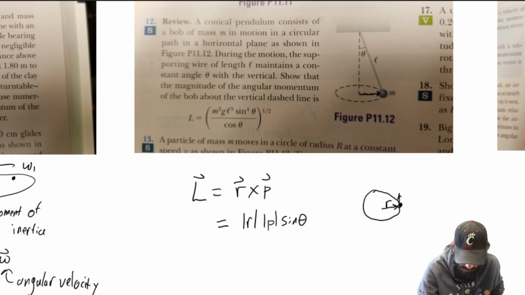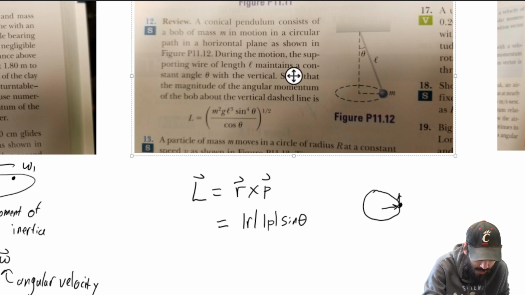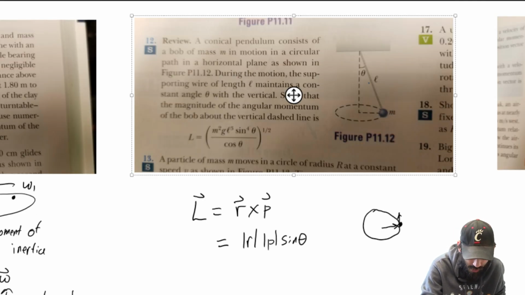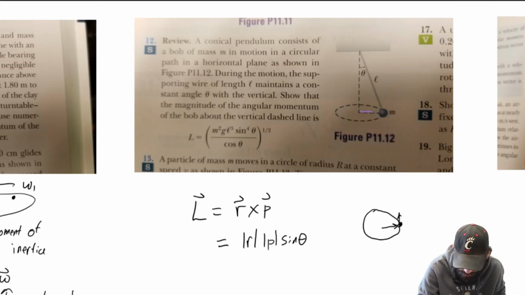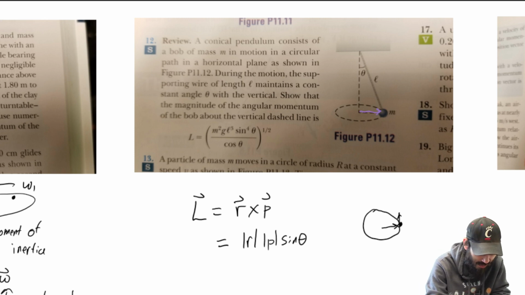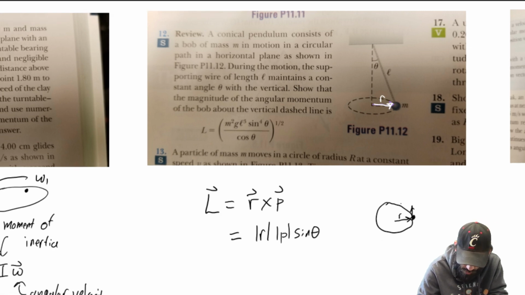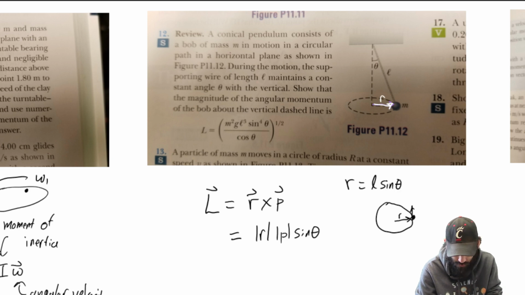Let me do this in a different color so it shows up a little bit better. None of these colors work very well. So how about white? There you go. White's going to work. So this is how I'm defining R right here. And this R is going to be equal to L times sine of theta, okay?